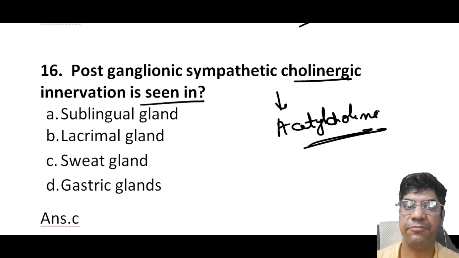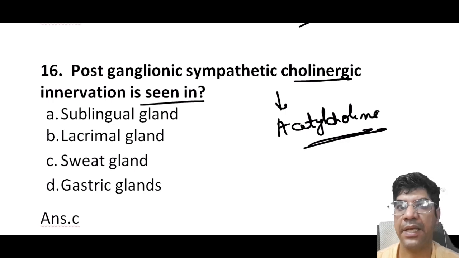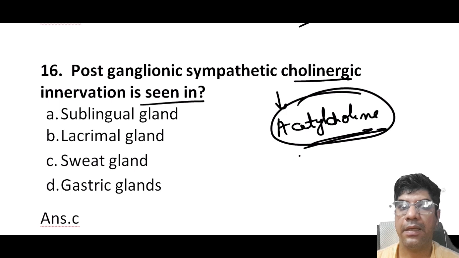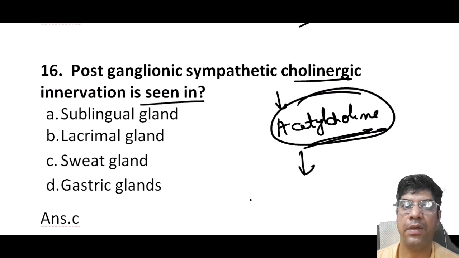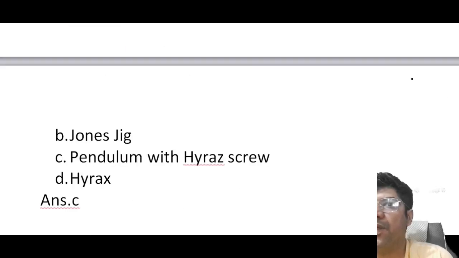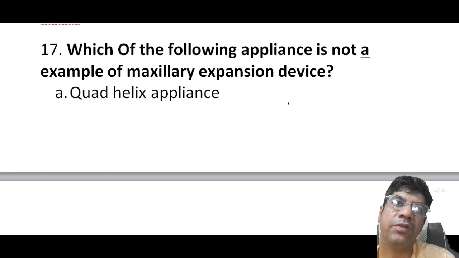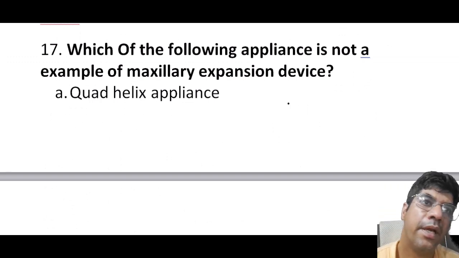In some specific sweat glands, particularly those in areas like the palm of the hand and sole of the feet, the post-ganglionic nerve fibers release acetylcholine. So these sweat glands are known as cholinergic sweat glands. On stimulation, such as in response to increased body temperature or emotional stress, the post-ganglionic sympathetic cholinergic fibers release acetylcholine onto the sweat gland receptors. Coming to the next question, which of the following appliances is not an example of a maxillary expansion device?